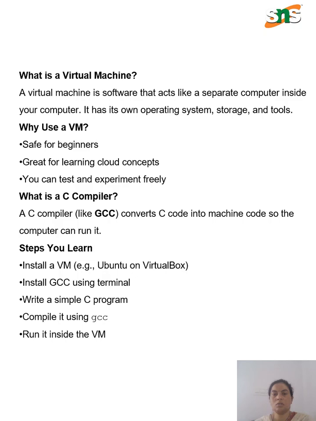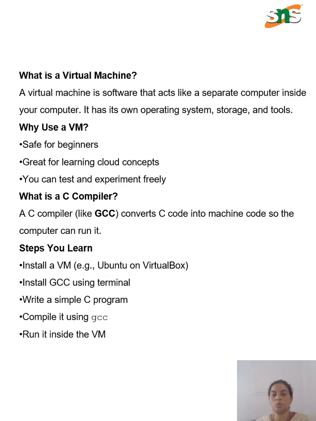So a virtual machine is a software that acts like a separate computer inside your physical computer, and it owns the operating systems, the storage and tools. And this is used, say, for beginners, and it is great for learning cloud concepts, and we can test and experiment freely by using online free source. And a C compiler is basically what converts the C code into a machine code so that the computer can run it.